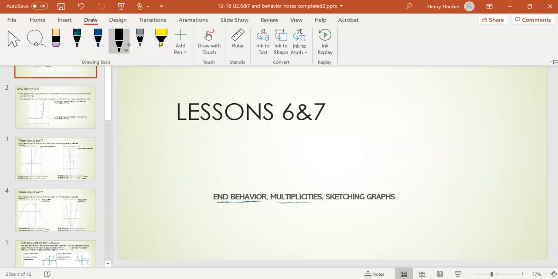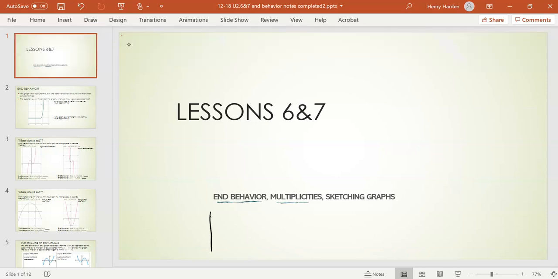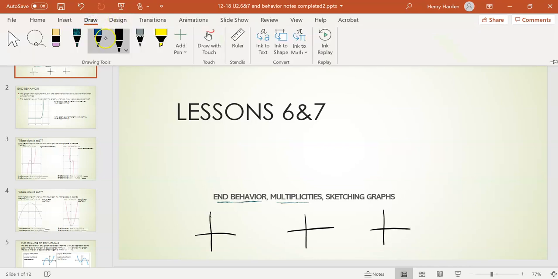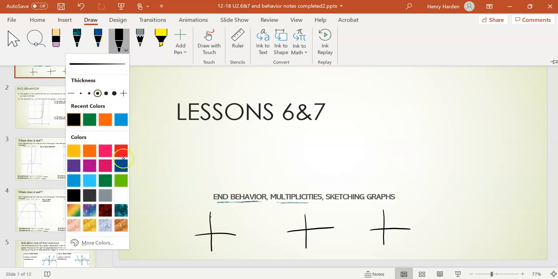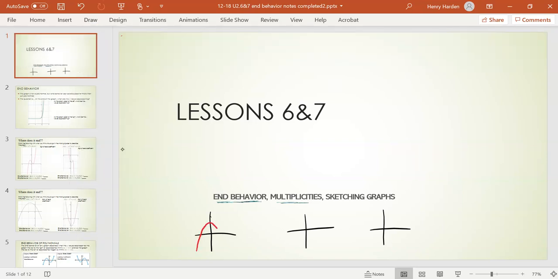or 2 or a 3, that determines how the graph crosses through the x-axis. So if it's a multiplicity 1, then the graph is going to cross straight through the x-axis. Nothing funny. Just going to go straight through. Multiplicity 1, multiplicity 1, multiplicity 1. Okay, nothing funny. If the multiplicity is 2, it's going to bounce off the x-axis.